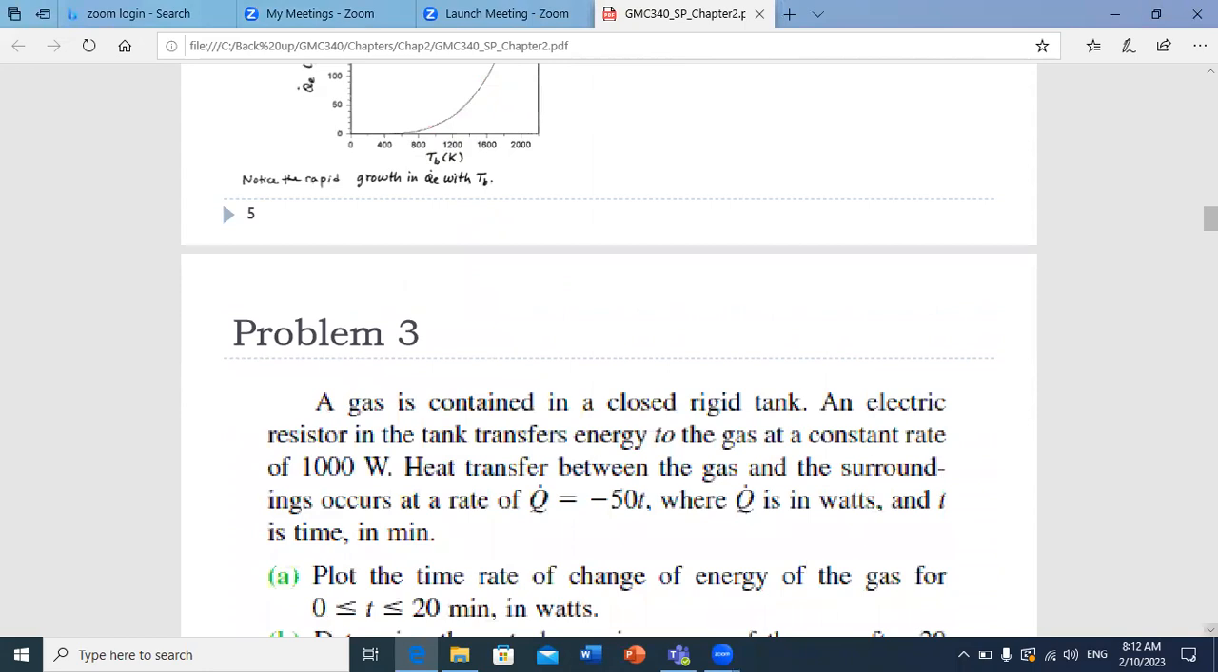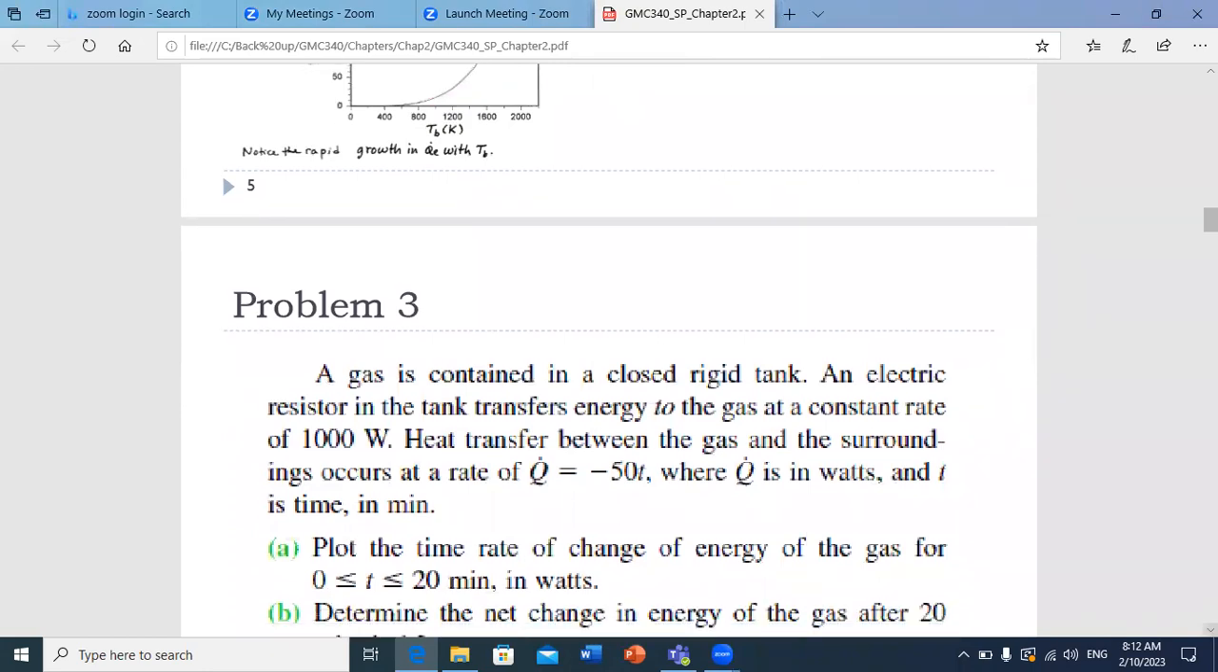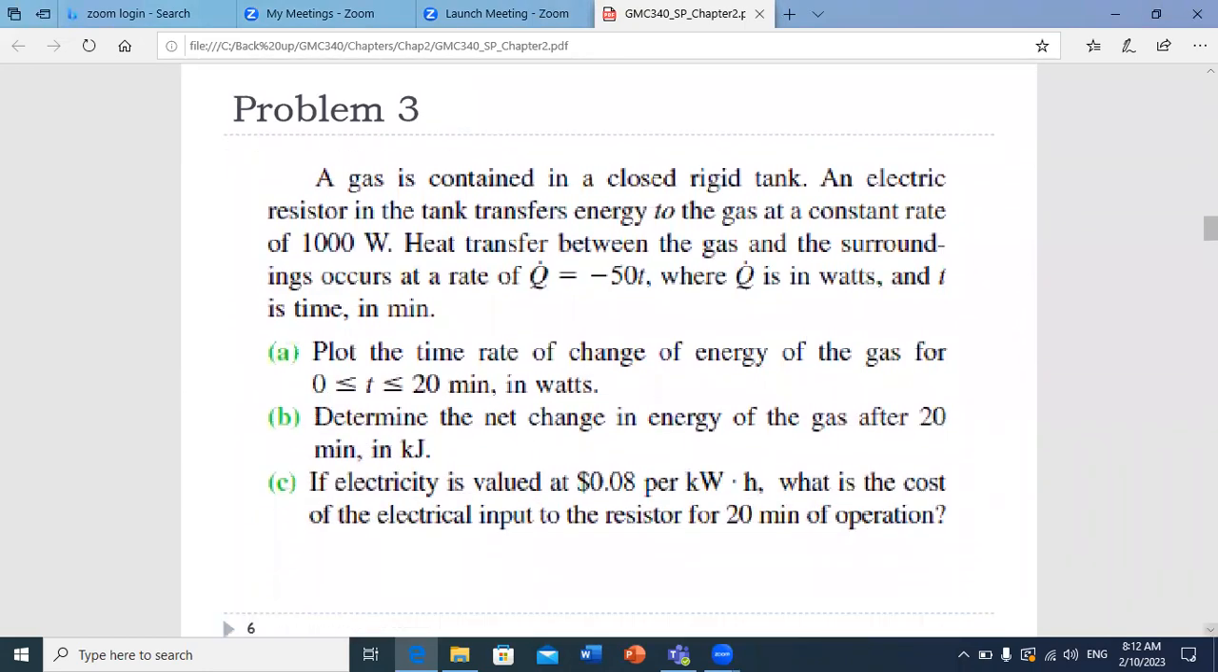Okay. Another problem. A gas is contained in a closed rigid tank. An electric resistor in the tank transfers energy to the gas at a constant rate of 1000 watt. Heat transfer between the gas and the surroundings occurs at a rate Q dot equal to minus 50 times T, where Q dot is in watt and T is time here in minutes.